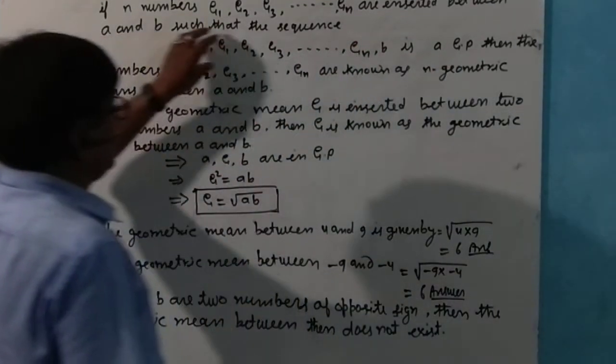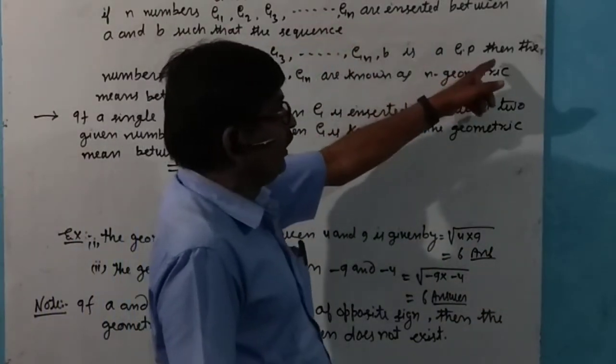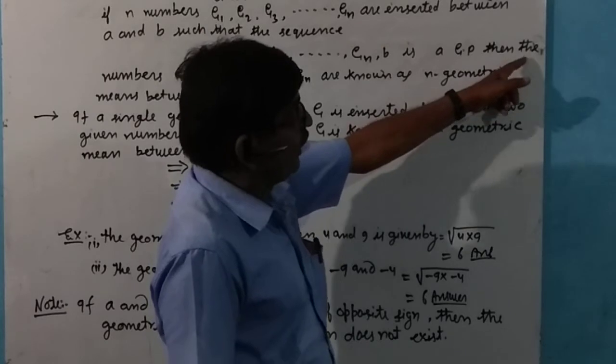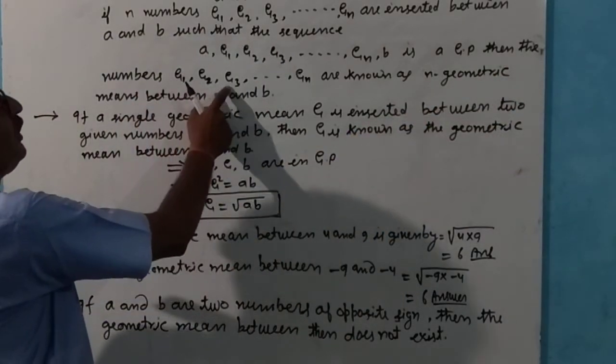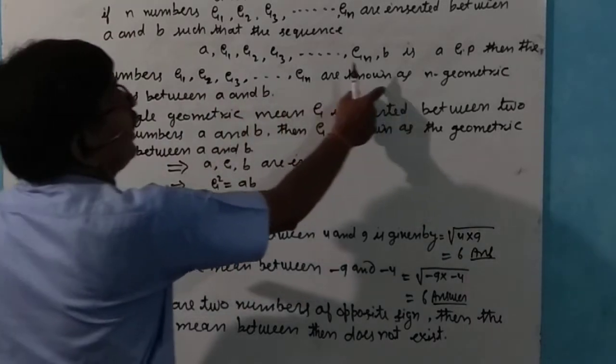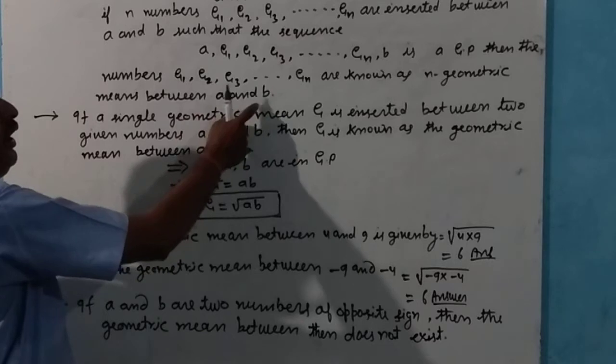If this forms a GP, then the numbers G1, G2, G3, up to Gn are known as n geometric means between A and B.